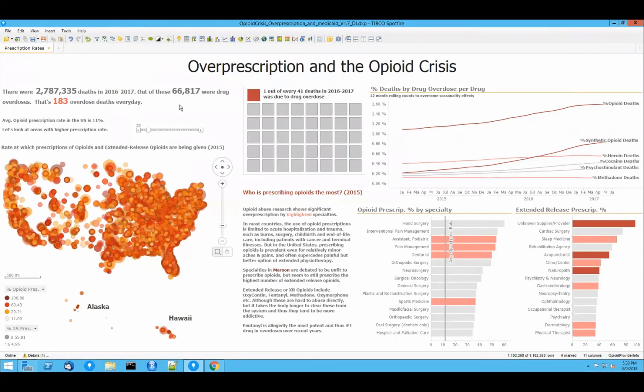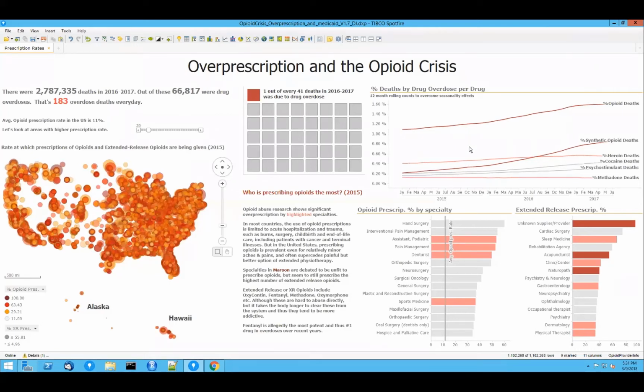66,000 of them were drug overdoses. That's 183 overdose deaths every day, out of which one out of 41 of all deaths was drug overdose related. What's more is that despite having these strong statistics, these numbers are still underrepresented because there just isn't enough data collection around some of the more specific features.